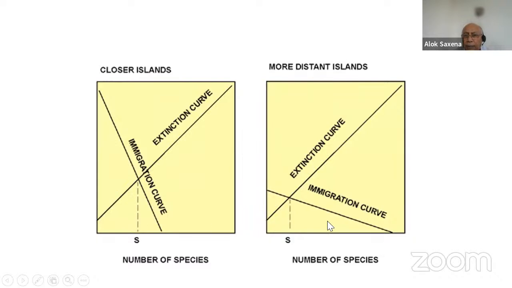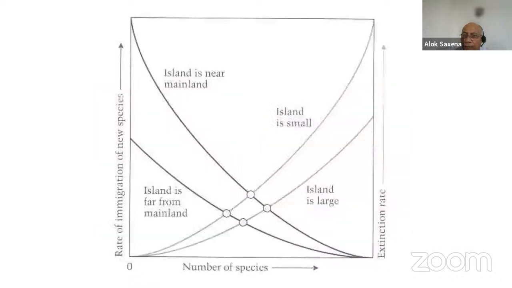But if an island of the same size is at a distance far from the mainland, immigration will be very, very slow, and extinction will remain the same. So here the number of species will be less if the island is far from the mainland.